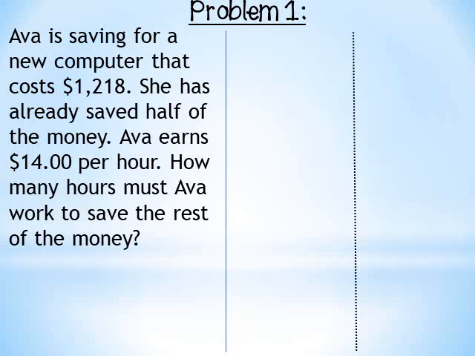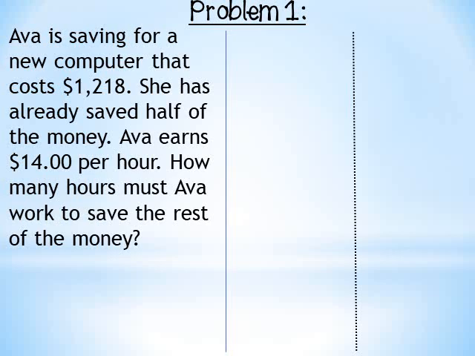So we know some information, that Ava's saving up to buy a computer. The total cost of that computer is $1,218, and we know that she saved half of her money. Ava also has a job, and every hour she works at her job, she makes $14. And the question is, how many hours does she have to work to save up the rest of that money?